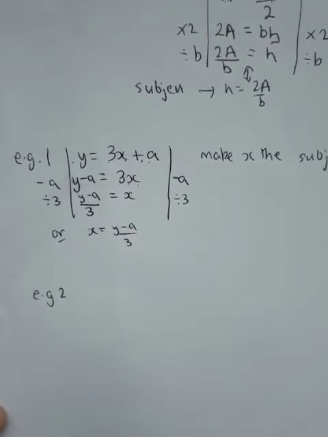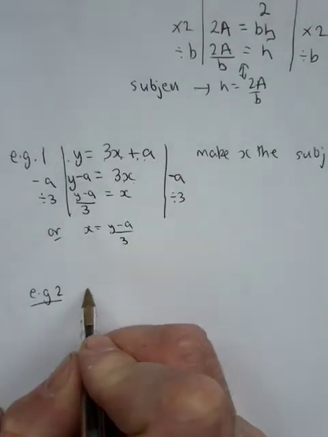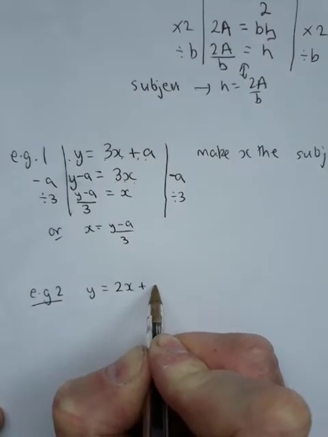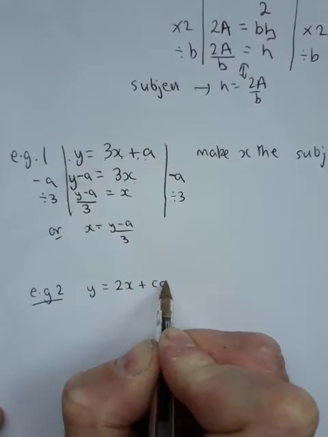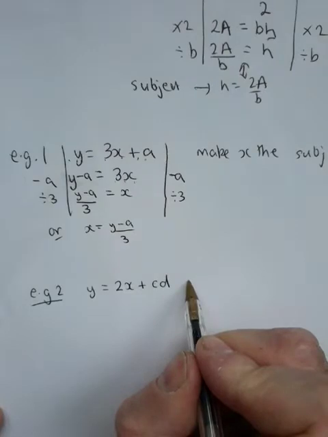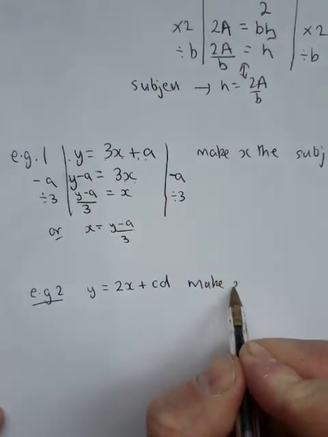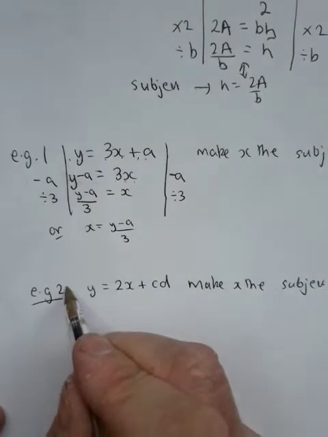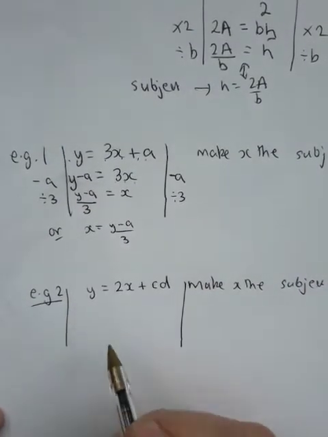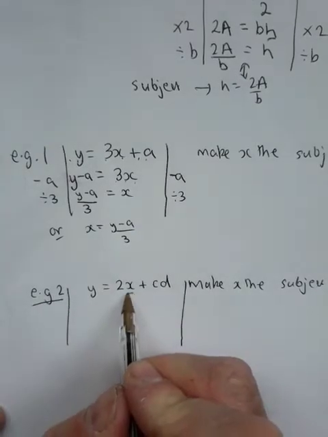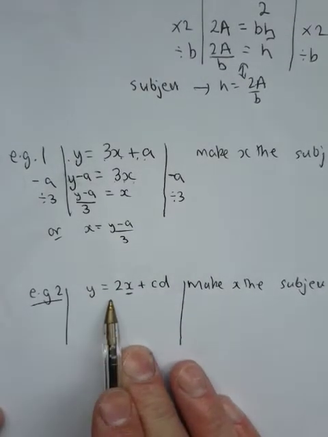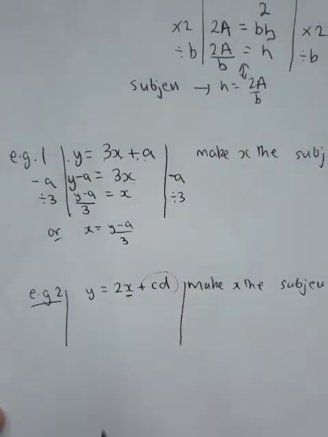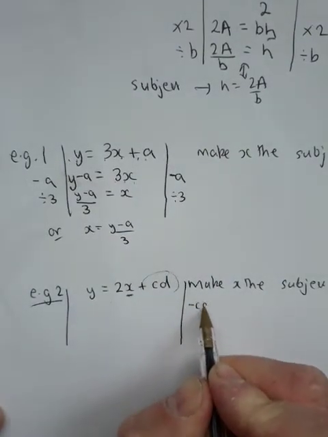So if we had, let's have a look, Y equals 2x plus, let's call it CD, and I want to make X the subject. Again, lines. I'll make them a bit wider because I need a bit more space here. What's stopping x being on its own? The 2, the plus CD. The bit easy to get rid of first is this bit here. So I'm going to take away CD from both sides first.